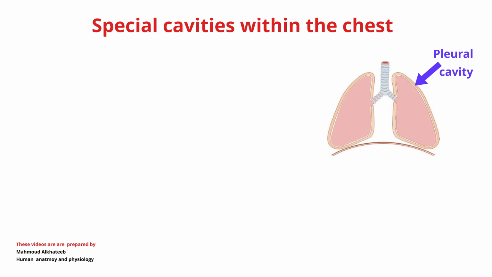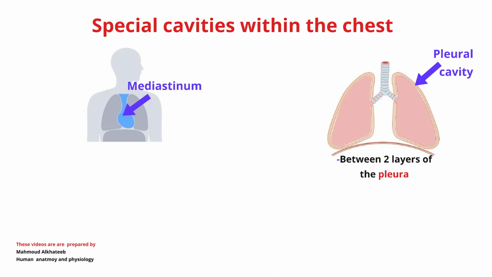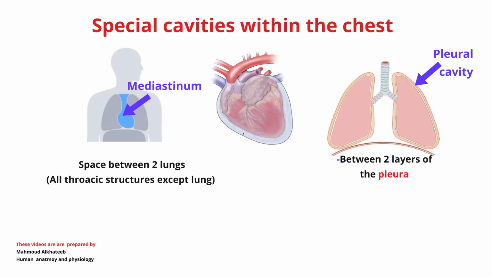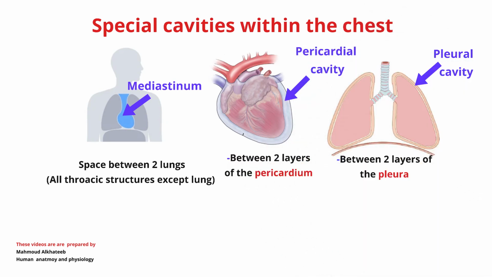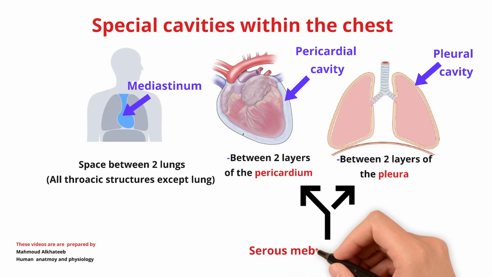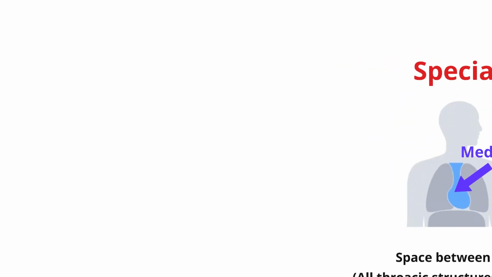The 2 pleural cavities are spaces between the layers of each pleura that surrounds each lung. Centrally located, the mediastinum is the space between the 2 lungs. This space houses all previously mentioned thoracic organs and structures, except the lungs. Within the mediastinum, we observe the pericardial cavity, which is found within the pericardium that surrounds the heart. Notably, the pleura and pericardium are 2 major serous membranes filled with fluid. The structure and function of these serous membranes will be discussed later in this series.